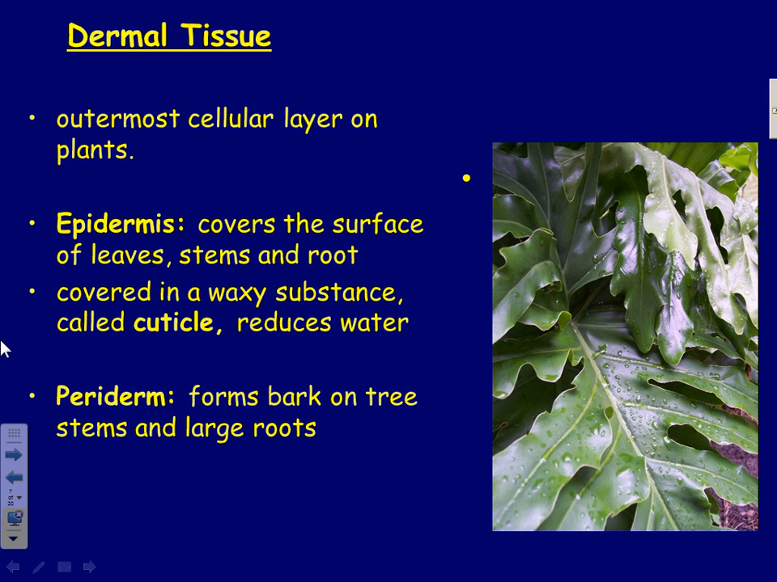So epidermis covers the surface of the leaves, stems, and roots, covered in a waxy substance called cuticle, which reduces water loss. All right. So for those of you who are way ahead of me, go back to that dermal tissue. The cuticle reduces water loss. In other words, it prevents that water from evaporating away.